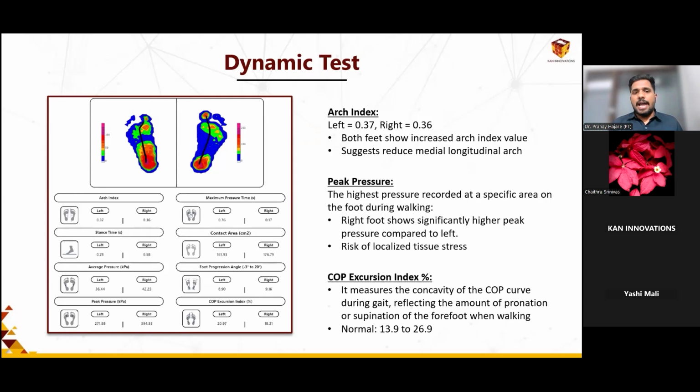Increase in peak pressure can cause a localized tissue risk, like high pressure on the tissue, which can damage the tissue on the particular side of the foot. So next, if we go to the center of pressure excursion index.